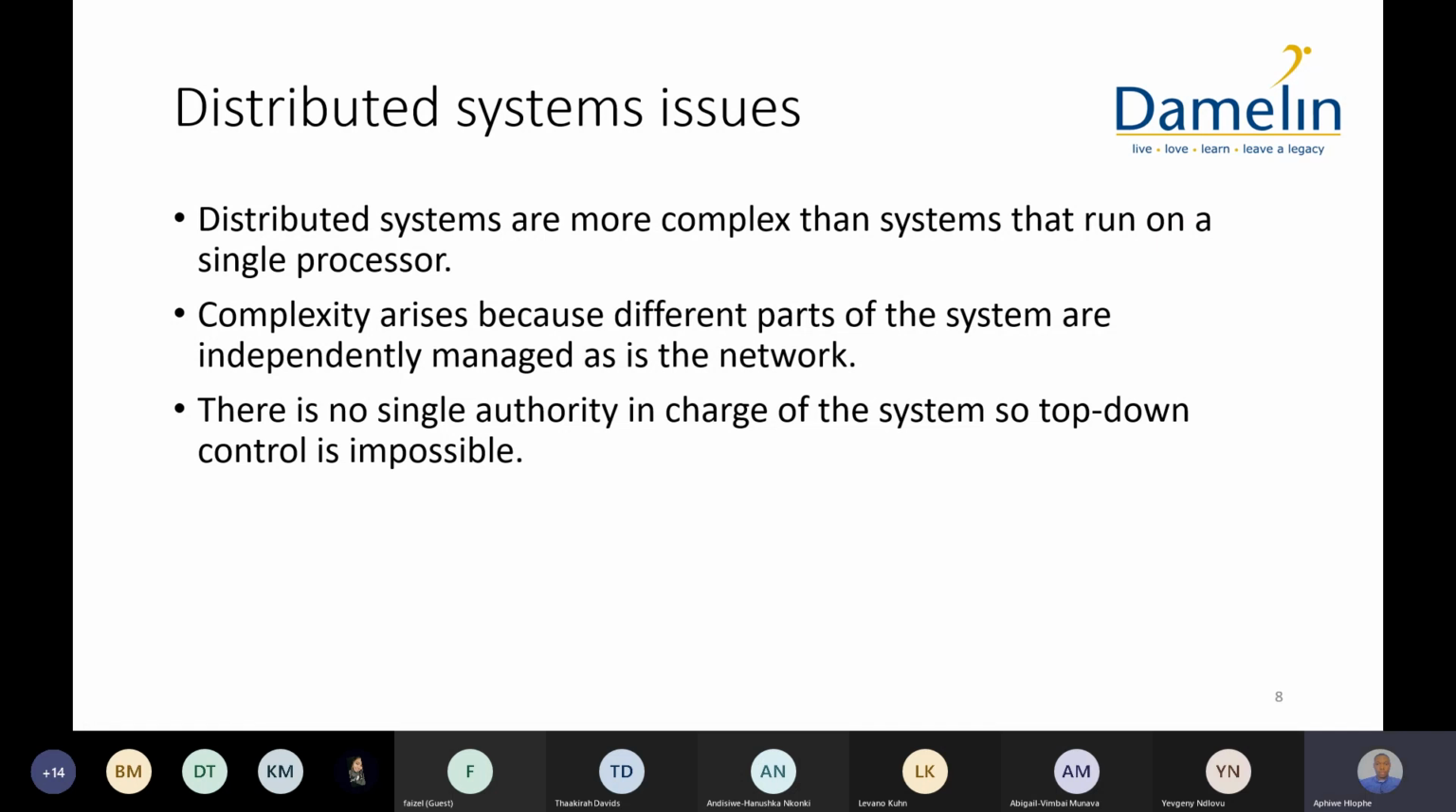So what are some of the complex issues that are experienced by distributed systems? They are more complex than systems that run on a single processor. Complexity arises because different parts of the system are independently managed, as is the network. There is no single authority in charge of the system, so top-down control is impossible. And remember that in a typical client-server architecture, where the server is the only one that does the processing, the server's role is also to enforce security management.